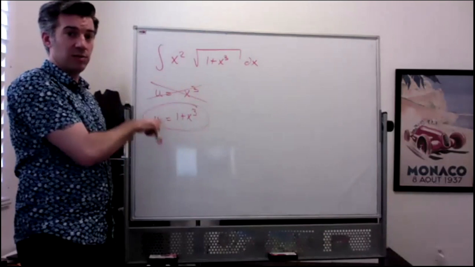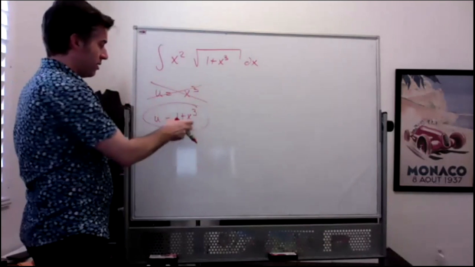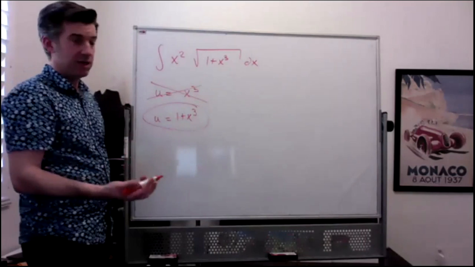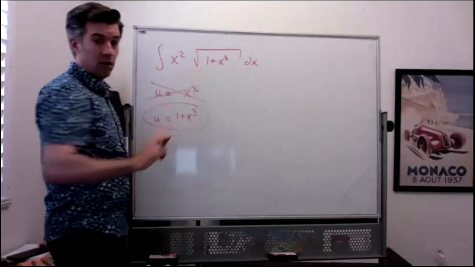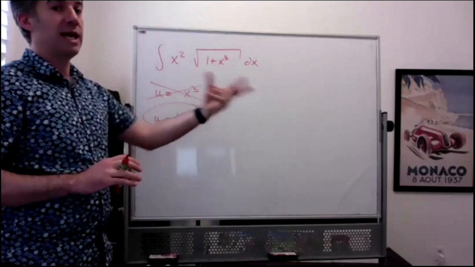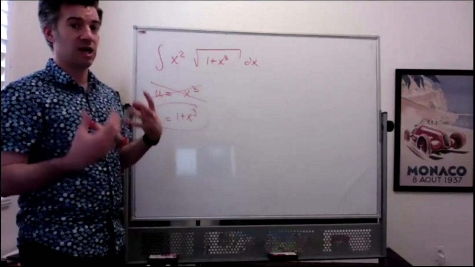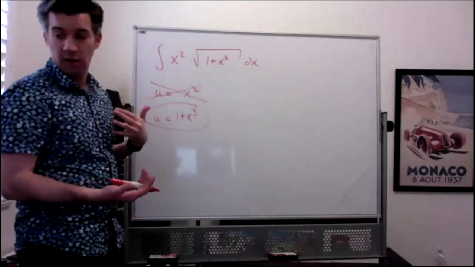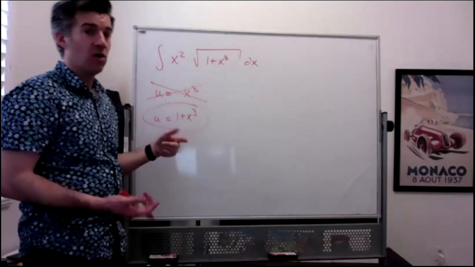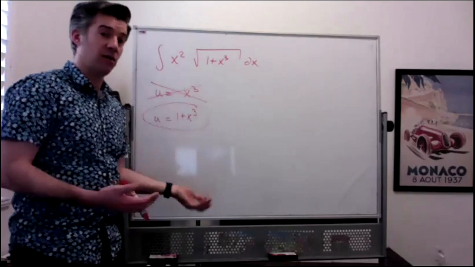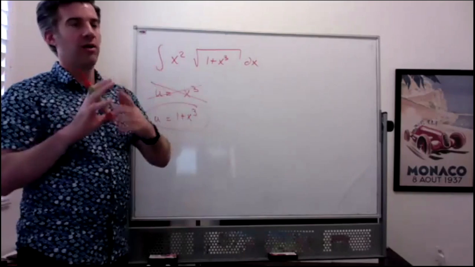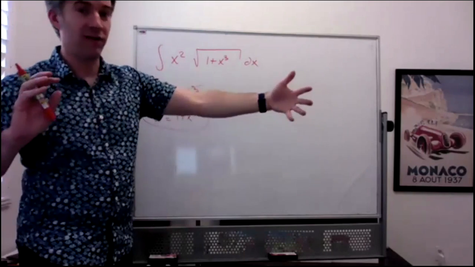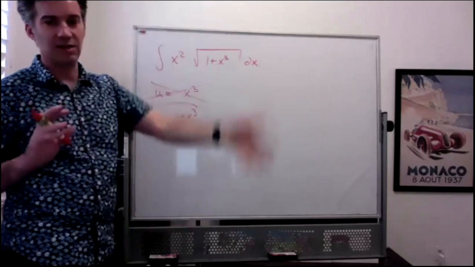And I'm making this choice because 1 plus x cubed is stuck inside this square root here, right? We are usually guessing our u is going to be something that is stuck inside some other function. That could be inside a square root, or any kind of root, or in the denominator, or in a trig function, or in an exponent, or in any place where it's not just the regular part of an expression.